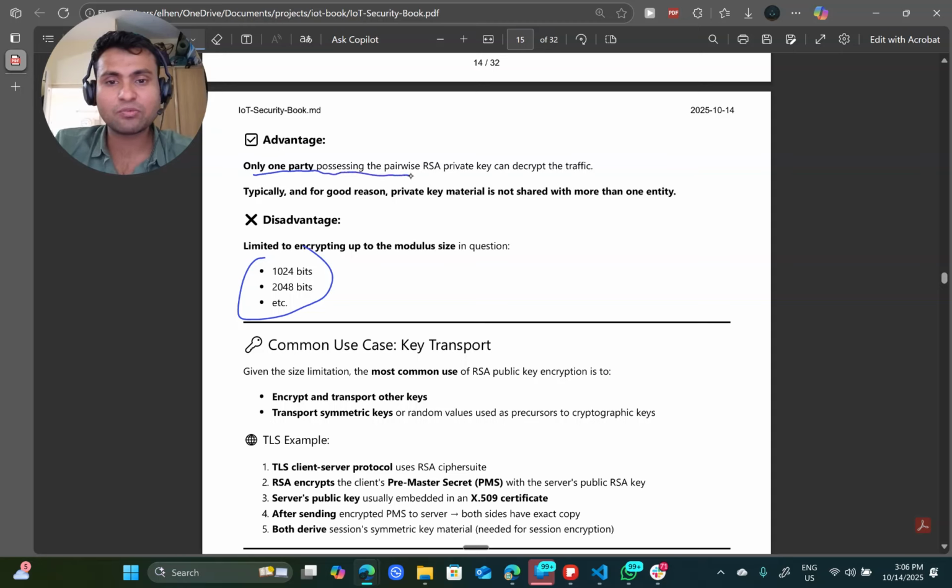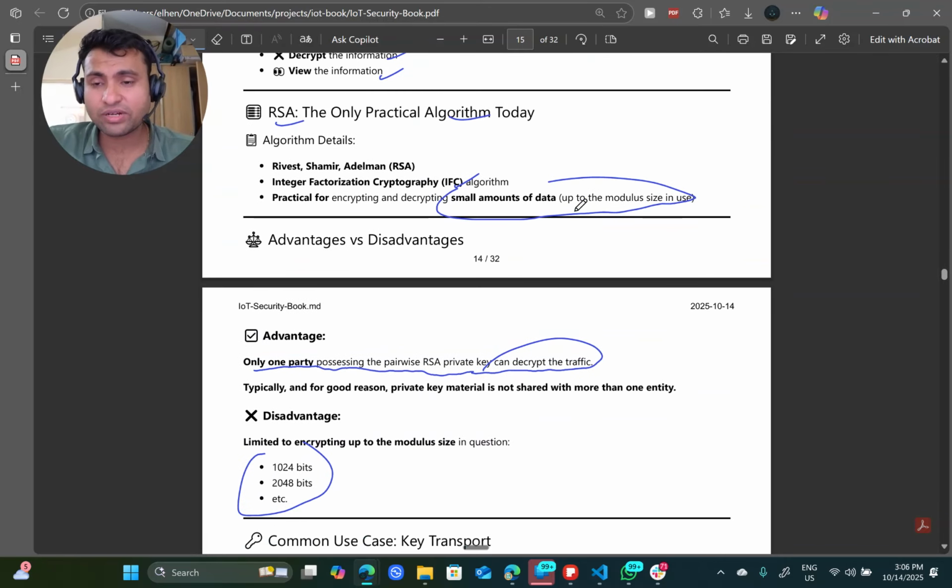Only one party possessing the pairwise RSA private key can decrypt the traffic, which is a very big thing. And if you think about how it is beneficial compared to symmetric key: in symmetric key, if two parties have to share a key, there has to be a common channel through which the keys are shared. Let's say you make an IoT device in Delhi and another in New York, then how are these two devices going to have a shared key? You have to transfer it, and when you transfer the shared key, the whole issue starts again: how to transfer it wirelessly.